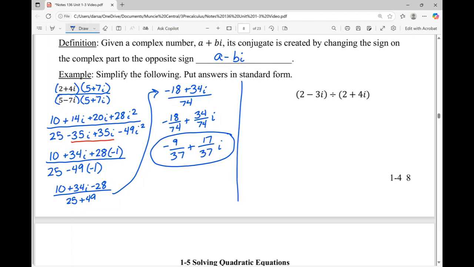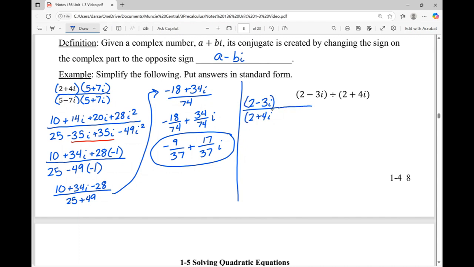Okay, so let's look at this next one over here. We have 2 minus 3i divided by 2 plus 4i. Notice it's written a little bit differently. If it's written like this, I don't like working with things that look like this. So the first thing I'm going to do is make this look like a fraction. So remember, division is just a fraction, top divided by bottom. So I'm going to start by writing the number in fraction mode.